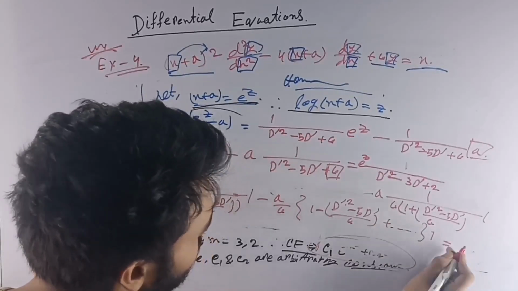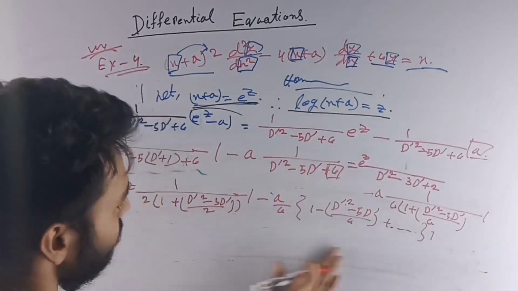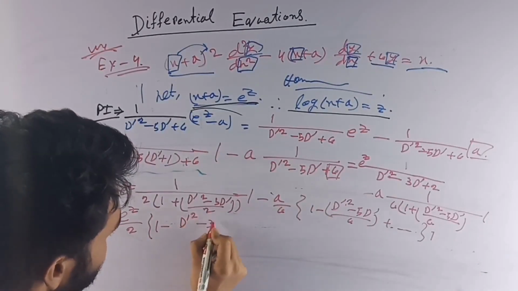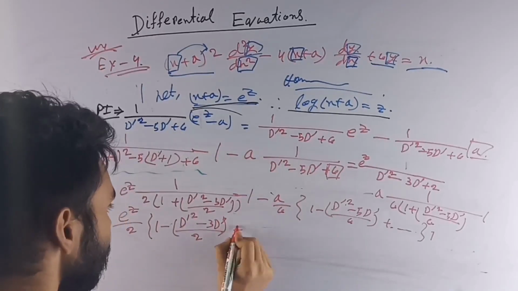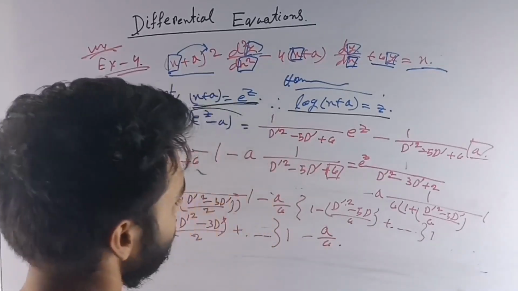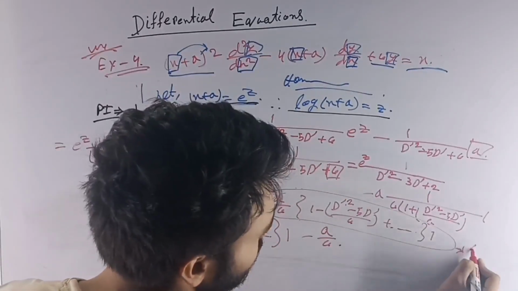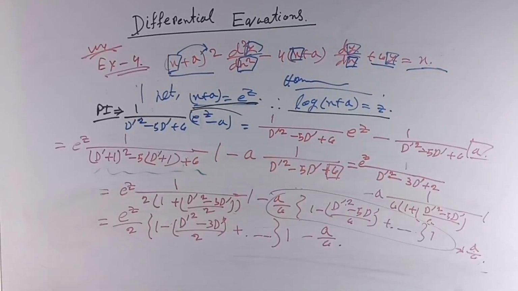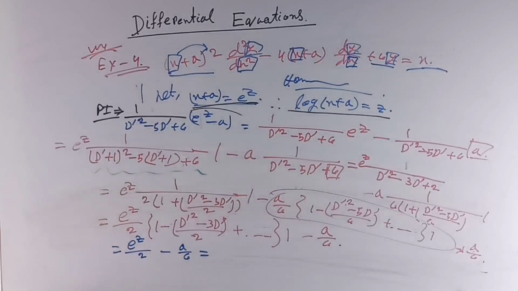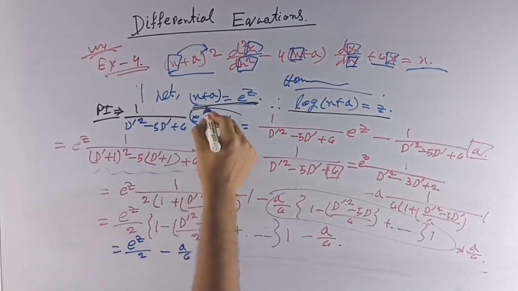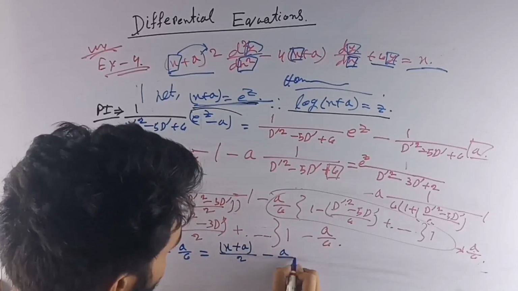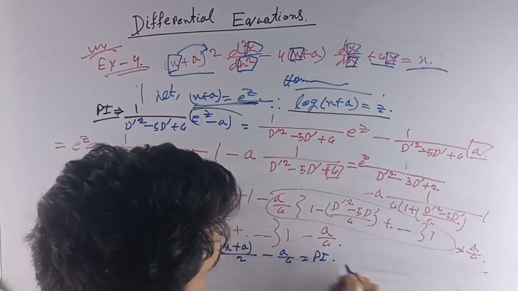So that's equals to, also remember the pi, okay, the cf. You remember that e to the power z by 2 times of 1 by this, and now it's coming the minus 1 by 6. When minus and plus become minus, so 1 by 6. So e to the power z by 2 minus 1 by 6, so now x plus a by 2 minus a by 6, and this is the pi.